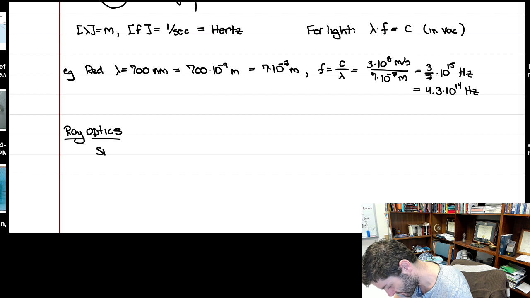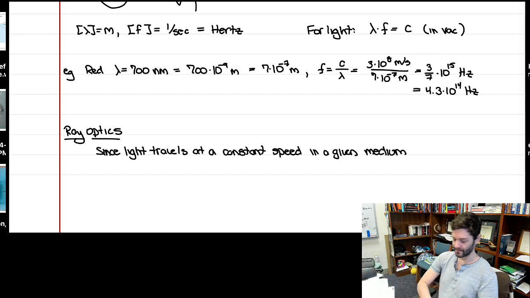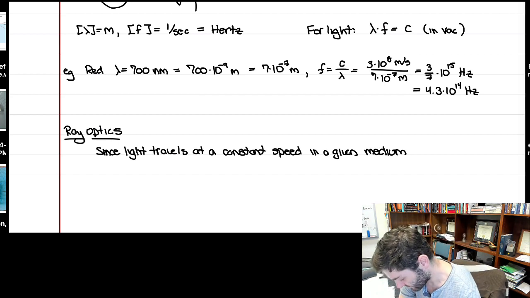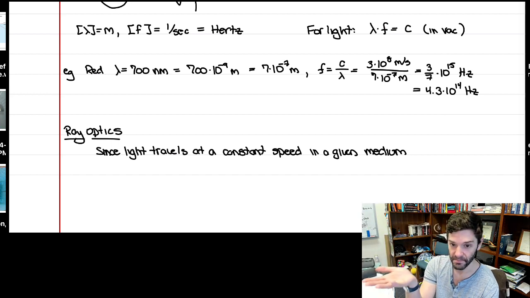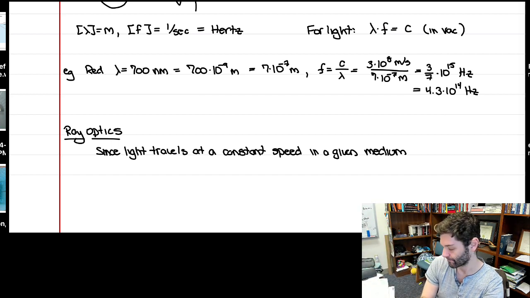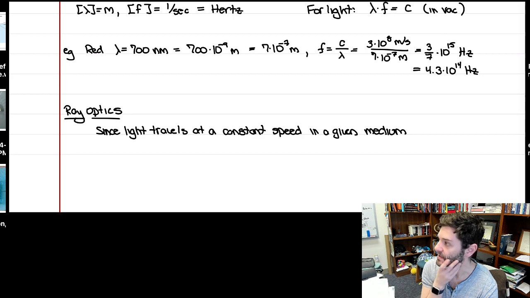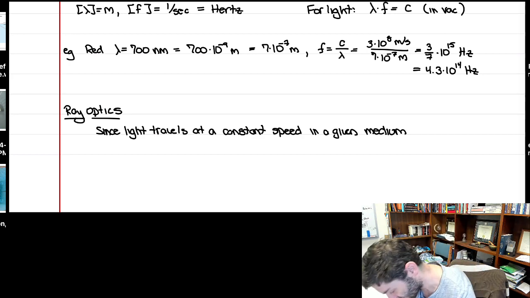Since light travels at a constant speed in a given medium. Again, it does not travel at the same speed in plastic compared to air. But in a particular medium, its speed is some sort of constant. In a vacuum, it's just the speed of light, 3 times 10 to the 8 meters per second. The kinematics, quote unquote, I guess, of rays is very simple.